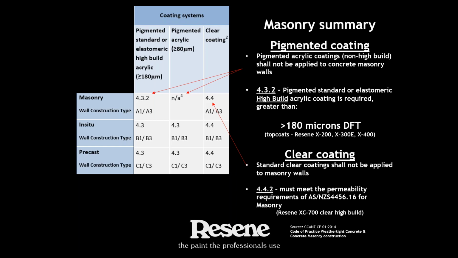On the right-hand side there, where you see the clear coating column, what's required there is a high build clear coating on there that meets the permeability requirements of the standard that you see there as well down the bottom for masonry. So in our range, that's XC700.